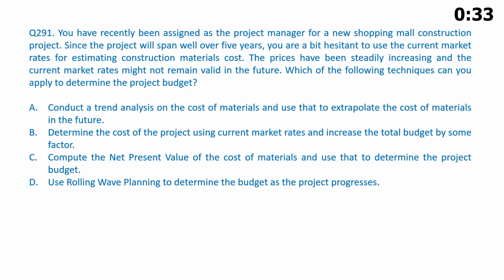A. Conduct a trend analysis on the cost of materials and use that to extrapolate the cost of materials in the future. B. Determine the cost of the project using current market rates and increase the total budget by some factor. C. Compute the net present value of the cost of materials and use that to determine the project budget. D. Use rolling wave planning to determine the budget as the project progresses.